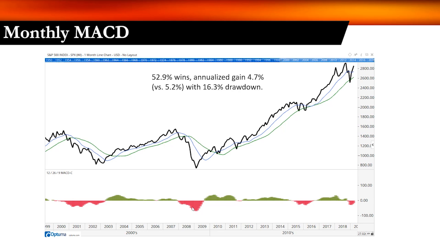Annualized gain, 4.7%, still lags the market, but your drawdown is reduced to just 16.3%. This is a risk that's manageable. If your worst case risk is less than 20%, you have an outstanding trading strategy, and that's worth looking at in detail. So the monthly MACD could be very useful, and it could help me avoid the worst of the market.